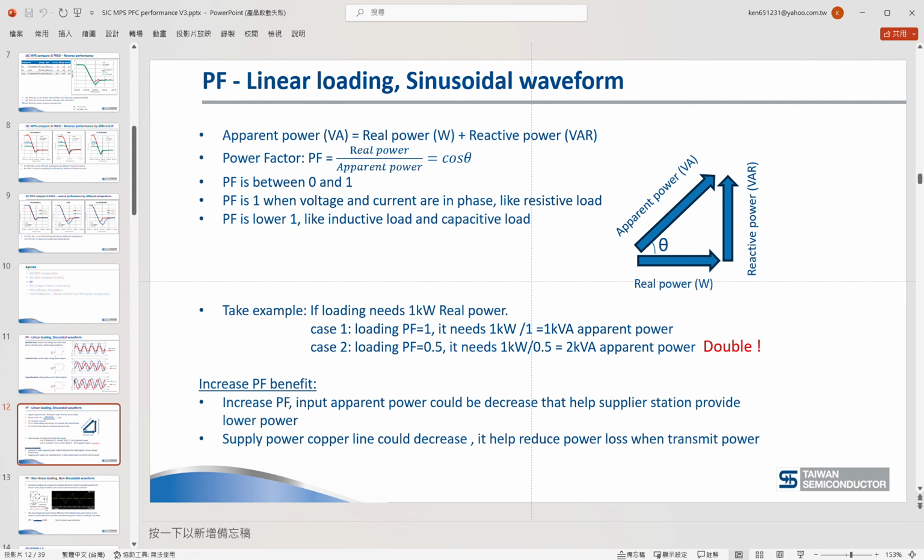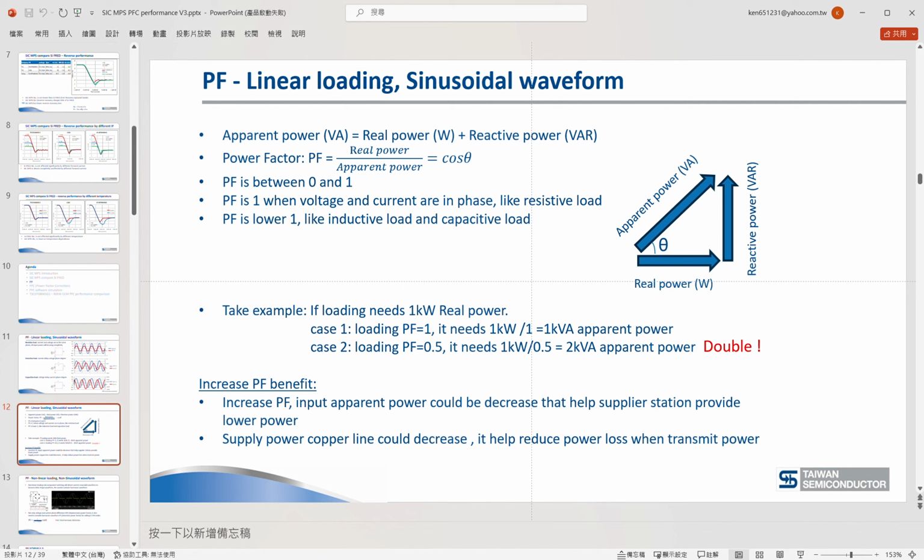If the power factor is bad, less than 1, like an inductive load or capacitive load, it means our energy will not be 100% consumed by the loading. It will be stored in this loading, and it will feed back to the power source.